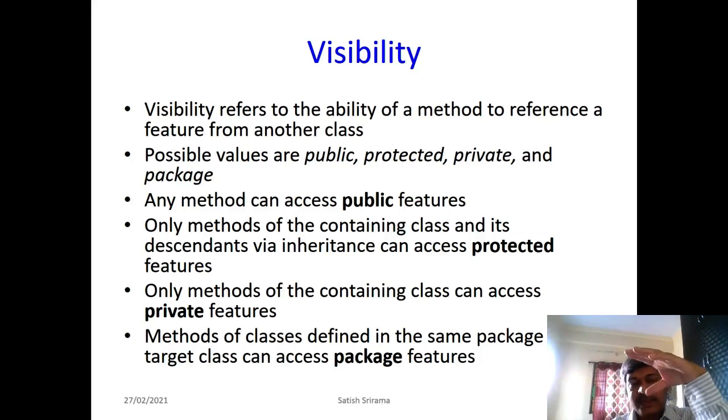And if something is declared as private, only the methods of the containing class can access these private features. Remember that one. For example, if we declare some of the attributes as private, only the methods of that particular class can access them. We have seen this one in the Java lab as well.